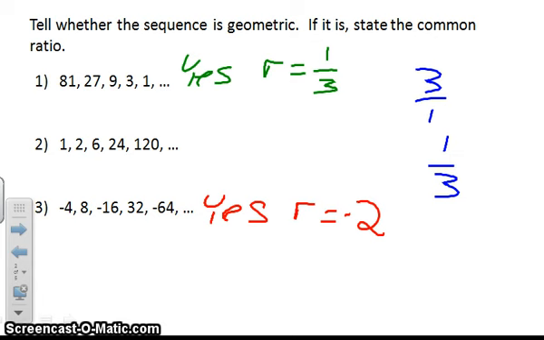For problem number 2, is it geometric? No. Okay. So here I'm multiplying by 2, here I'm multiplying by 3, here I'm multiplying by 4. So in order for it to be geometric, it has to be multiplied by a constant number. So number 2 is not geometric. You get all this? Yes.